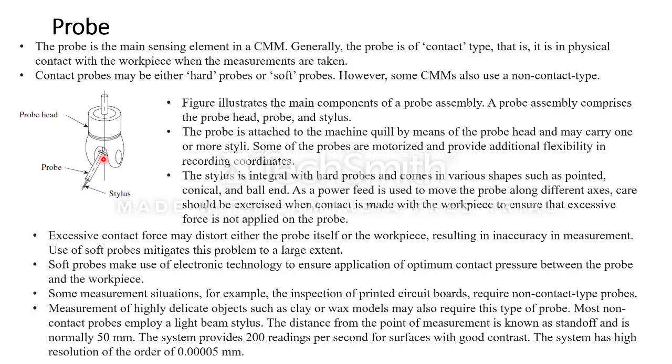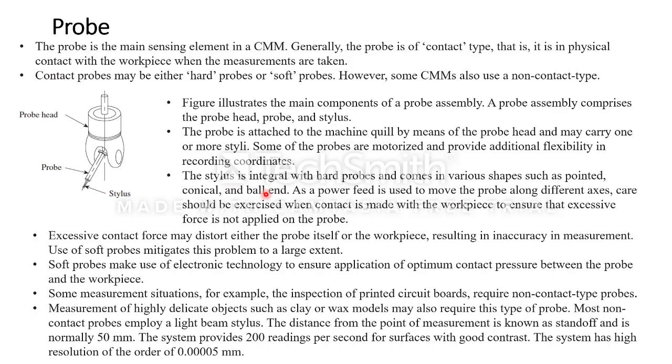So if you are having 2 or 3 more probes, and by using the motor technology you can control the mechanism of the other 2 probes. So the stylus is integral with the hard probes and comes in various shapes such as conical, ball end, as we have seen in the previous lectures, with the stylus mechanism for measurement of roughness and waviness.